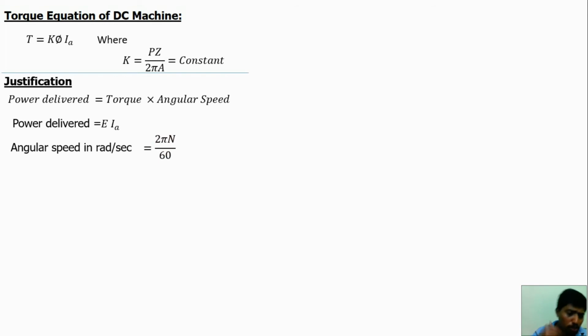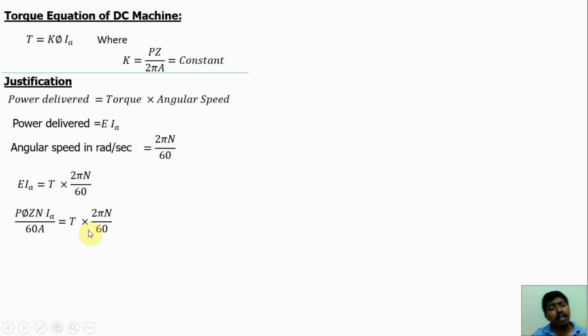So substitute these values in this equation, we will get power delivered E into Ia is equal to torque T into 2 pi N by 60. We know that the induced EMF equation is E is equal to phi P Z N by 60A. Substitute this value, we will get this equation. Now simplify this equation, we will get the torque equation.